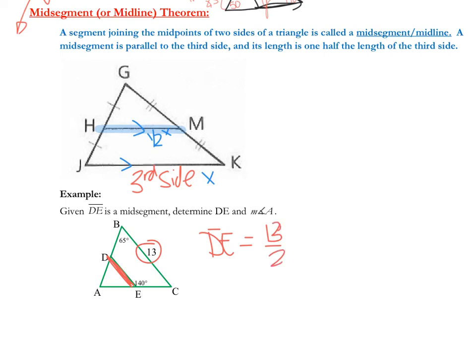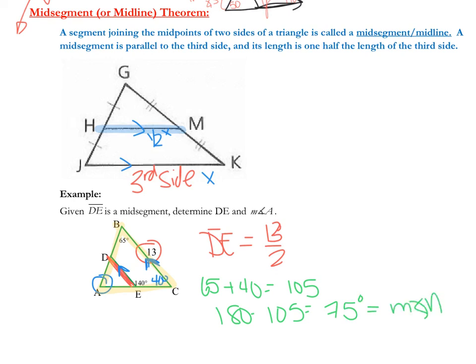Okay, and then the problem also asks us to find the measure of angle A. Well, remember that these are parallel. So if those two lines are parallel, then same side interior angles have to add up to 180 degrees. So 140 plus 40 gives me 180. Now I can look at the big triangle and see that 65 plus 40 equals 105, and then subtract that from 180. And that gives me 75 degrees, which equals the measure of angle A.